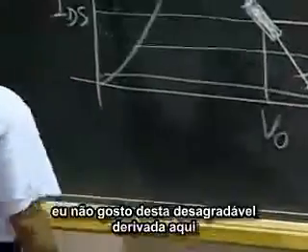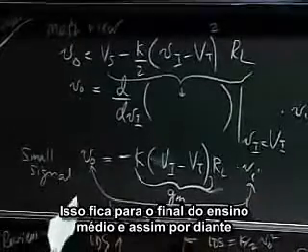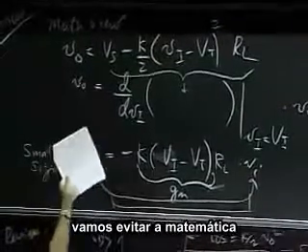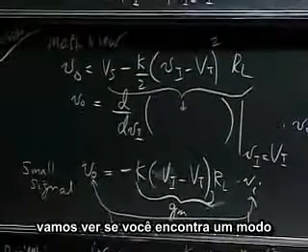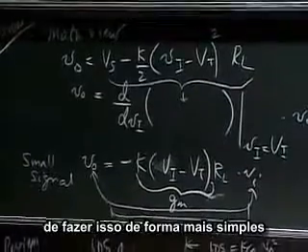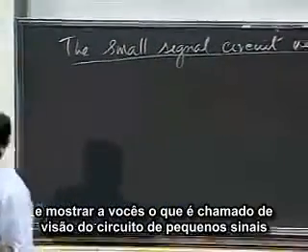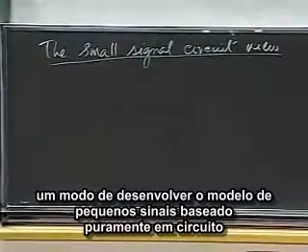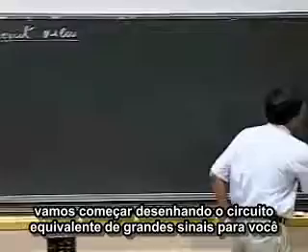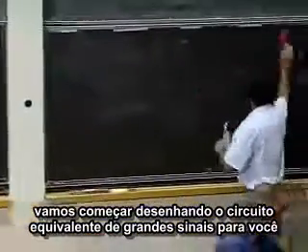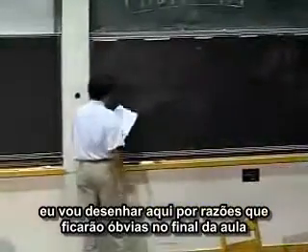So let's take a look at this. I don't like this nasty differentiation here. That's getting into late high school calculus and so on, so let's avoid the math and see if we can find some way of doing it that's even much more simple. And that's what I'll do next, and show you what is called the small signal circuit view, a purely circuit way of developing the small signal model. So let me just start by drawing the large signal equivalent circuit for you. I'll draw it here for reasons that will be obvious at the end of the class.